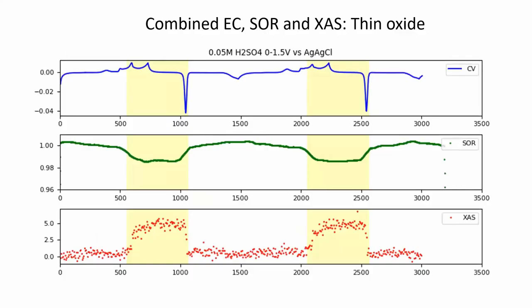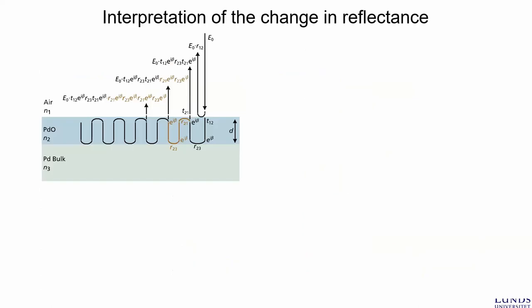Now it becomes complicated because we are combining cyclic voltammetry with the X-ray absorption spectroscopy and the surface optical reflectance here. And so this is as a function of time, so it's a little bit difficult. But here is the thin oxide. Here we only go to 1.5 volts. And if we look at the surface optical reflectance, we see that the change is 1.5% in the reflectance, right? Okay, so what's going on here?